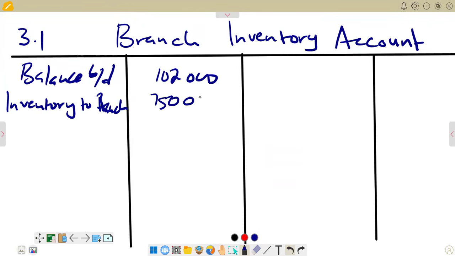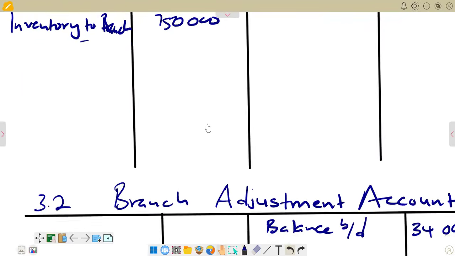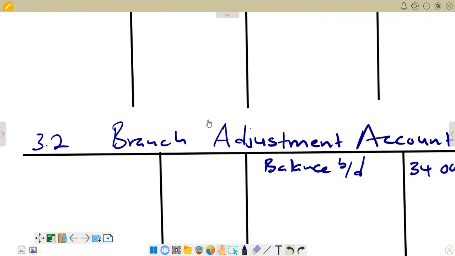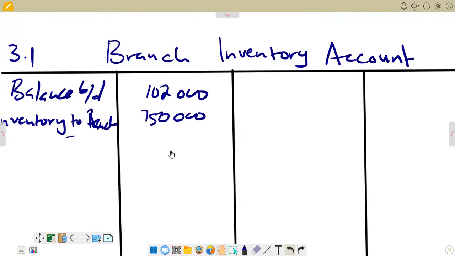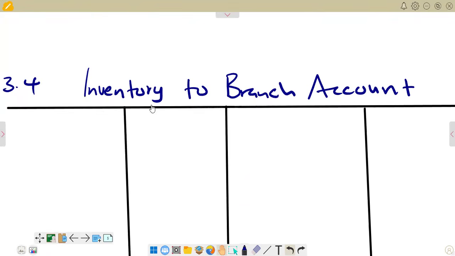So the double entry of this 750,000 is debit branch inventory account, and then you credit the inventory to branch account. Remember, you also have an account for inventory to branch, so you are going to credit it with 750. So we go to the inventory to branch account. Let's just try to see. The inventory to branch account is here. So we are crediting it here, coming from the branch inventory.